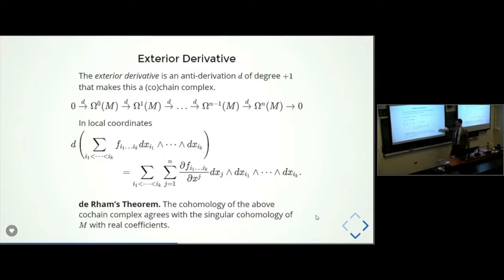But the reason I put this down is that once you have forms, you're in the realm of topology. You've gone from geometry to topology because now this is a chain complex, or really a cochain complex because it's increasing the degree. You can take the cohomology of the cochain complex, and the either amazing or obvious fact, depending on your perspective, is that the cohomology of this thing agrees with the usual singular cohomology of the space with real coefficients. So you don't get torsion out of this. So you've now recovered lots of interesting topological information about your manifold from this very tensorial construction.